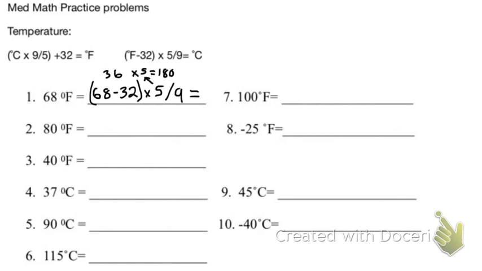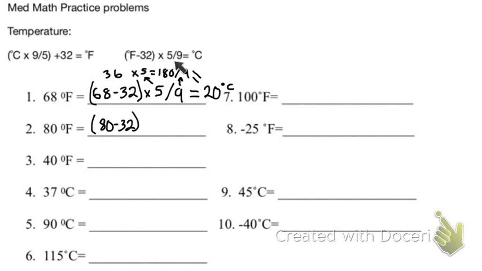So when I multiply by 5, I get 180. When I divide by 9, I get 20. So that's 20 degrees Celsius. All right. Next up, we'll have 80 degrees Fahrenheit.